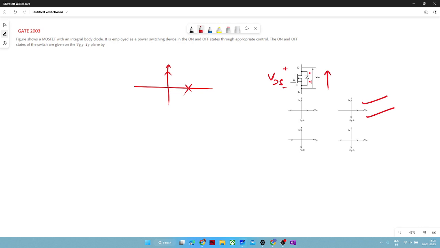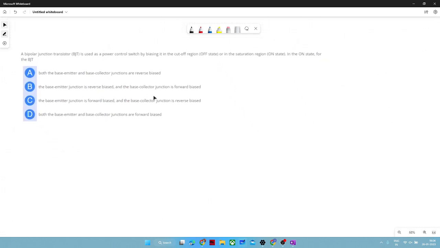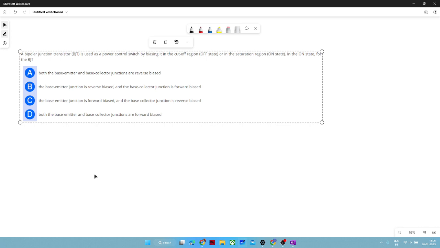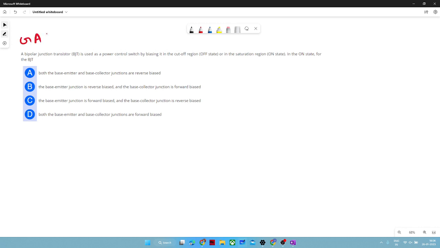Moving ahead with another problem that was asked in GATE 2004. In this problem, it is mentioned that the power BJT is controlled as a switch by biasing it in cutoff region or in saturation region. In the on state for the BJT, which condition will satisfy? So option A was both the base emitter and base collector junctions are reverse biased.